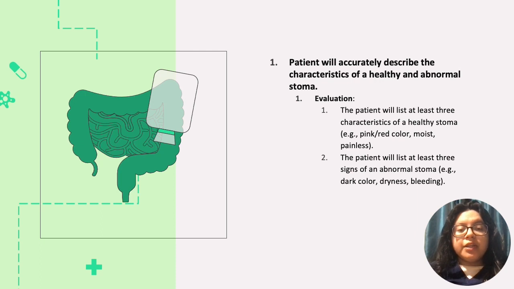The patient will actually describe characteristics of a healthy or an abnormal stoma. So meaning the patient will list 3 characteristics of a healthy stoma: pink, red, and moist, and painless. The patient should never feel pain with their stoma. The patient will at least list 3 signs of abnormal stomas, like a dark color, dryness, bleeding, prolapsing.